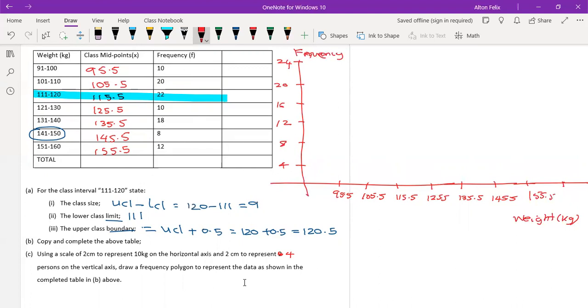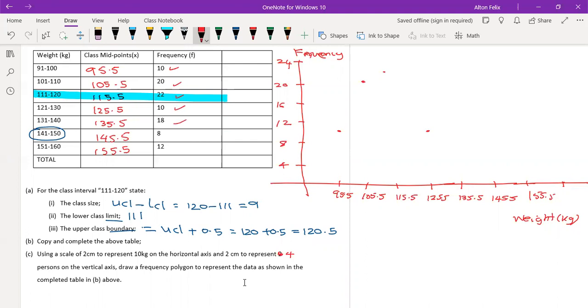So what we're doing, we are really plotting our points. So 95.5 corresponds to 10. So 10 will be midway here. 105.5 corresponds to 20. So that goes up somewhere here. 115.5, 22. So 22 will fall just about here between 20 and 24. 125.5 corresponds to 10. That will take us right here, that's 10.